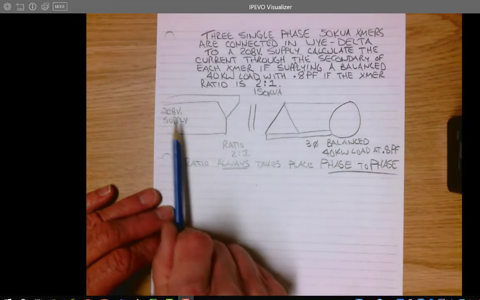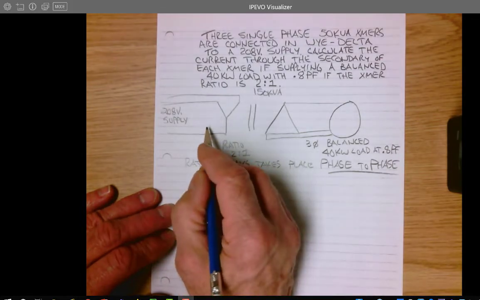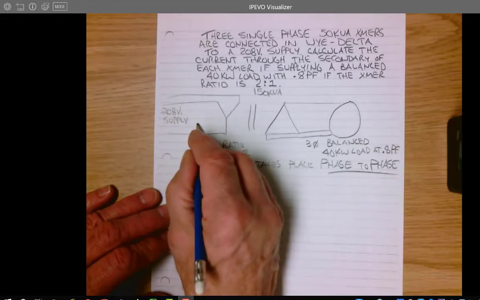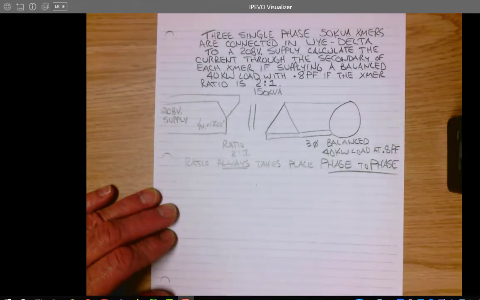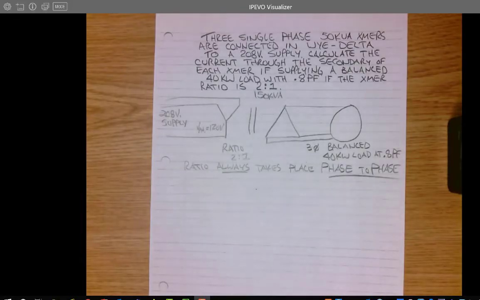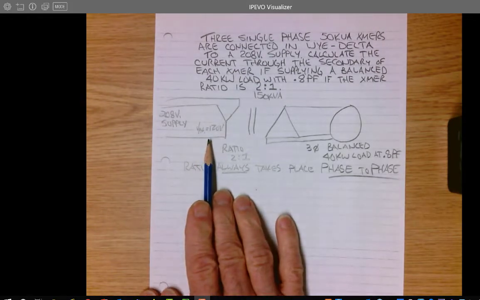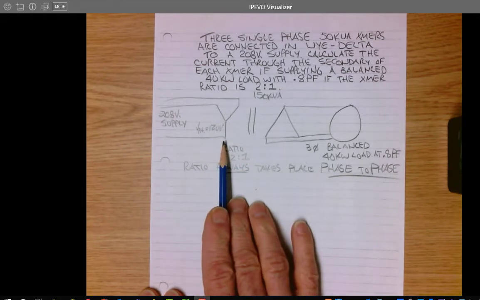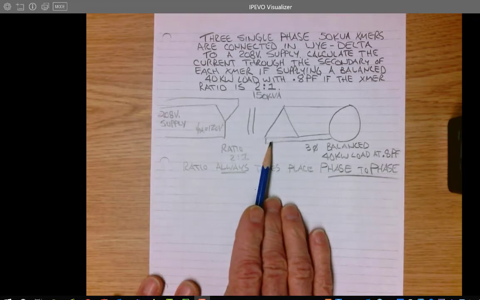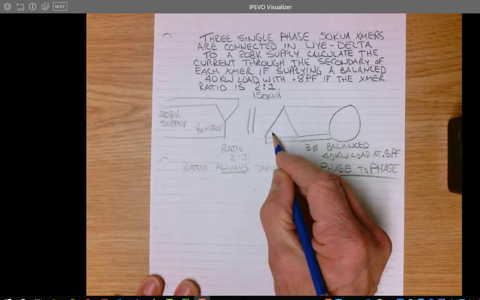So if the ratio is 2:1, what we need to know is what is the phase voltage on the primary. If the supply is 208 and we're Y connected, the phase voltage in Y is always line voltage divided by root 3. 208 divided by root 3 gives me a V phase of 120 volts. So if our phase voltage on the primary is 120 volts and the ratio is 2:1, the phase voltage on the secondary would be half of that. So V phase secondary is 60 volts.